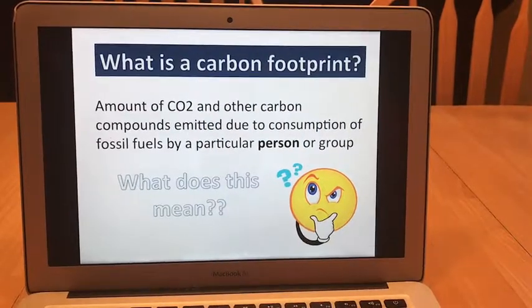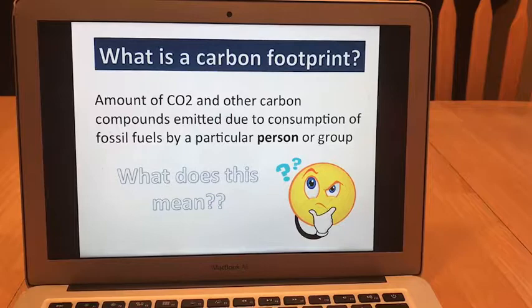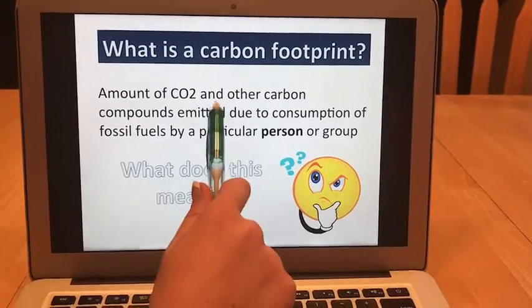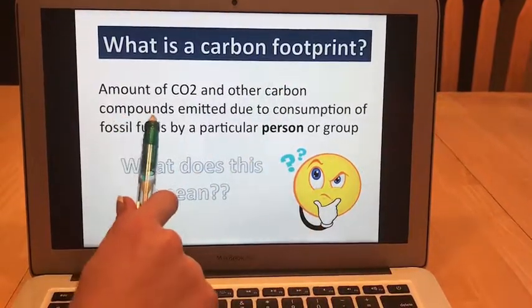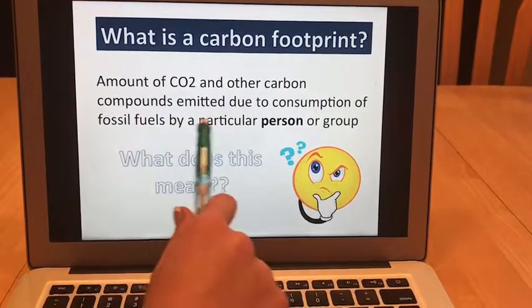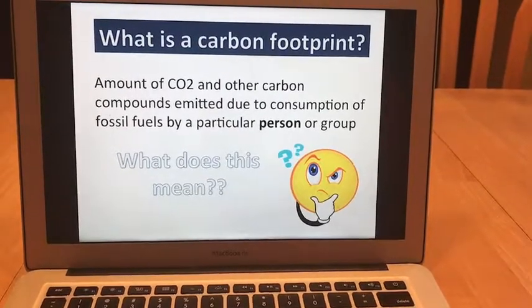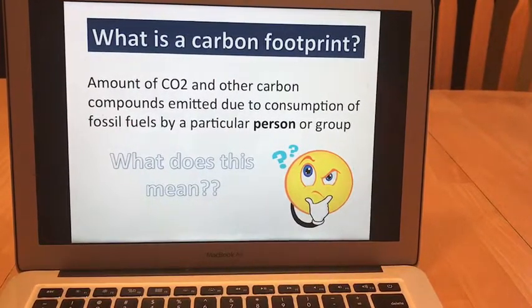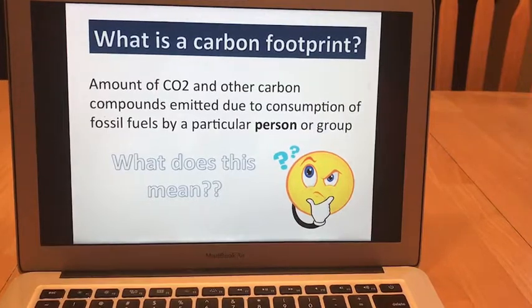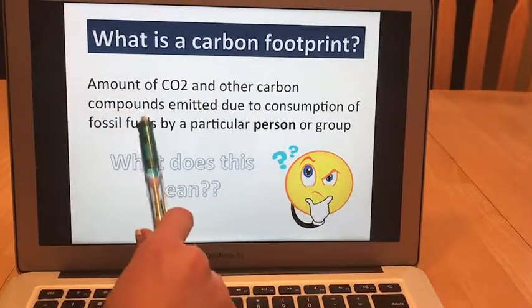So a carbon footprint. What is a carbon footprint? The formal definition of a carbon footprint is the amount of CO2 and other carbon compounds emitted due to the consumption of fossil fuels by a particular person or group. So we're going to break down this definition into small pieces and chunks so that you guys can understand what it means. The first chunk is going to be amount of CO2 and other carbon compounds.